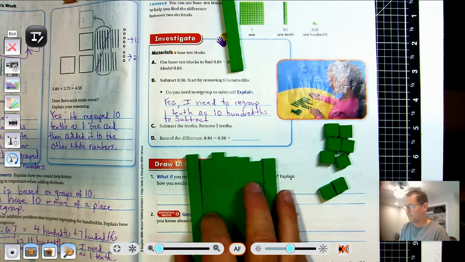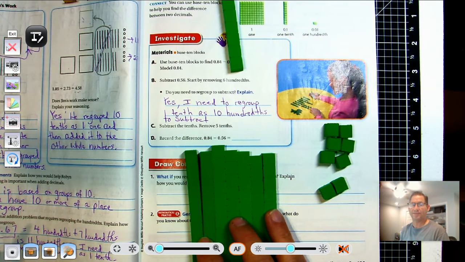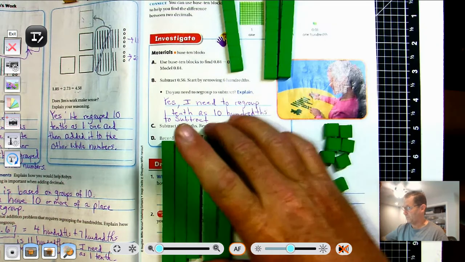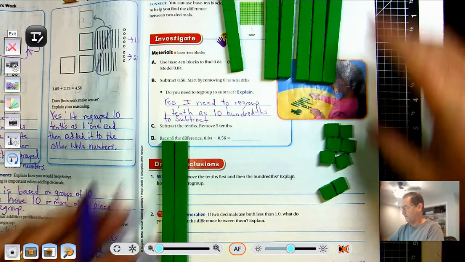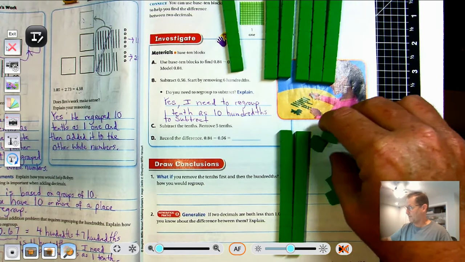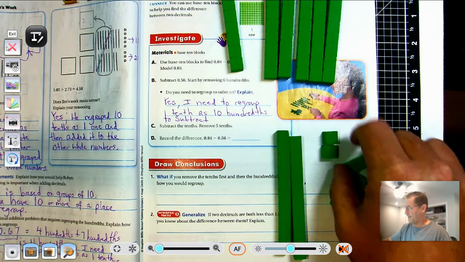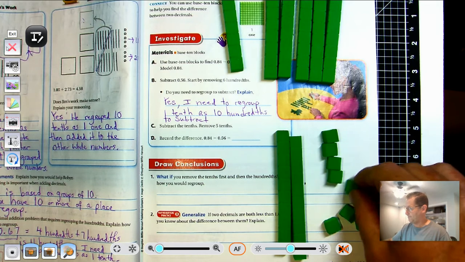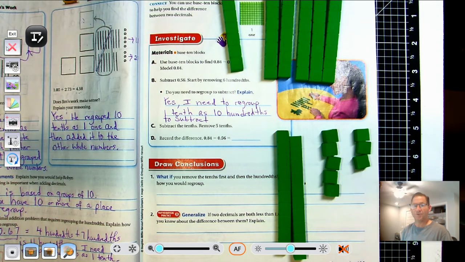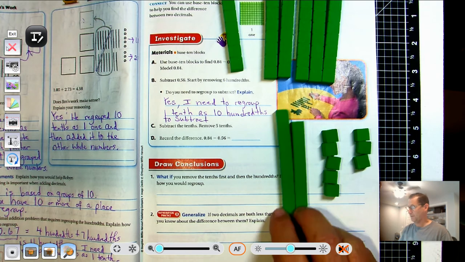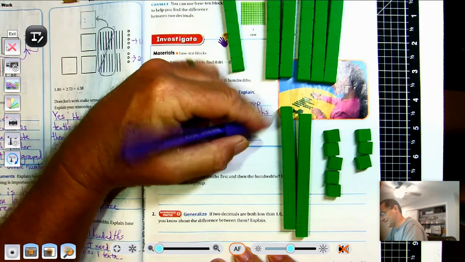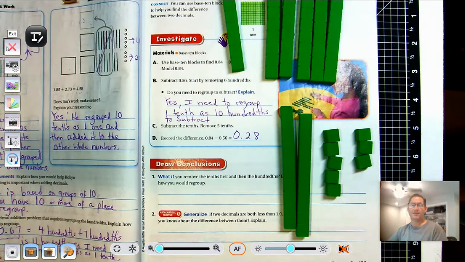Now we have to remove 5 tenths. Can we do that? Yeah. 2, 4, 5. So what are we left with? We're left with 2 tenths and 8 hundredths. So our answer is 28 hundredths.